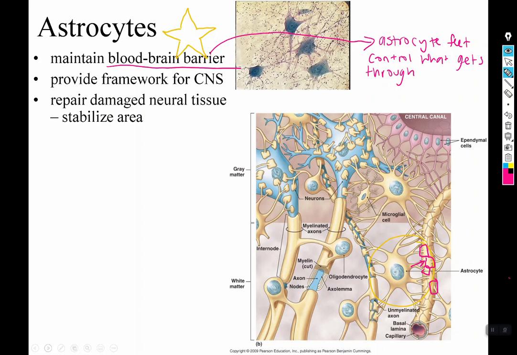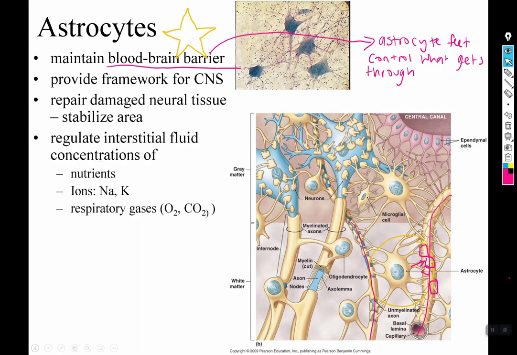They also provide structural stability. So you can see that they are bracing the axon of this neuron and this capillary away from each other. So they provide basically a framework or a scaffold almost for the central nervous system. In doing so, they're able to stabilize the area where neural tissue is damaged. Let's say you get a damaged axon, they can stabilize the broken end of the axon until it grows a new extension. So that's one example.